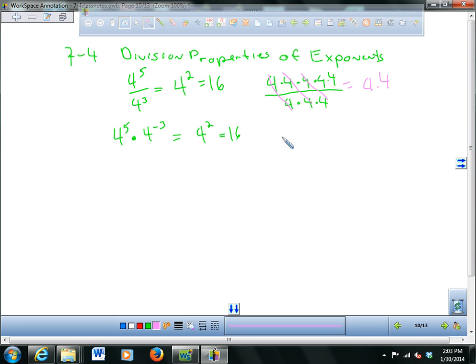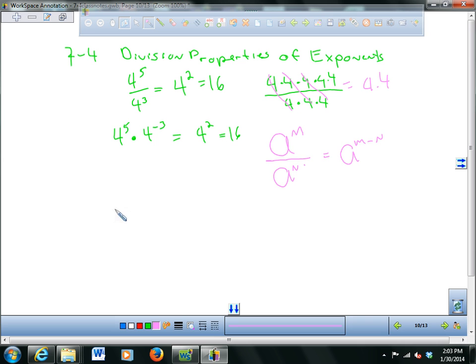So the formula is, if you have some letter A, this is the rule. A raised to the M over A raised to the N. That's equal to, that's an N, that's N. Okay? That's equal to A raised to the M minus N. Okay? So that's the rule you need to know.